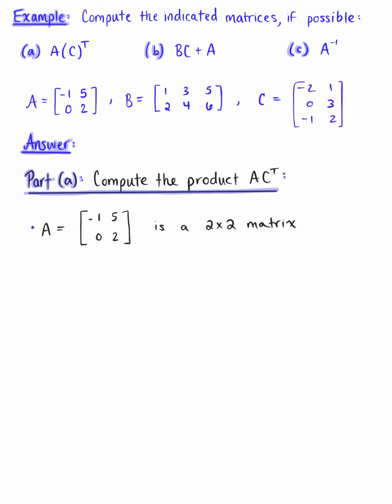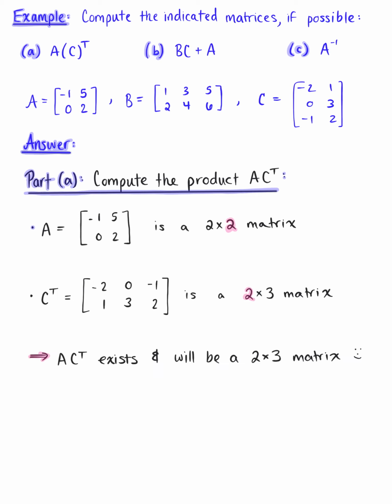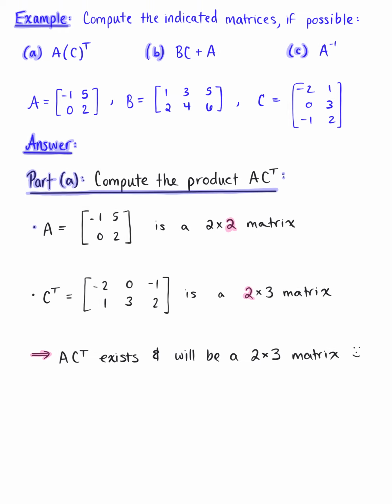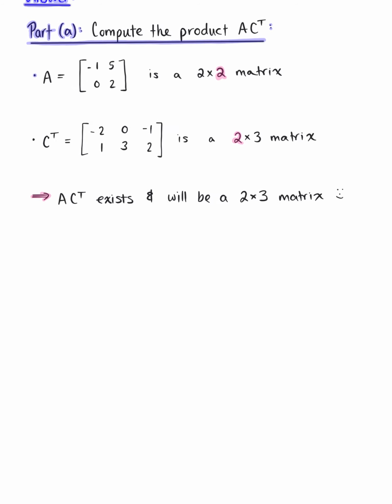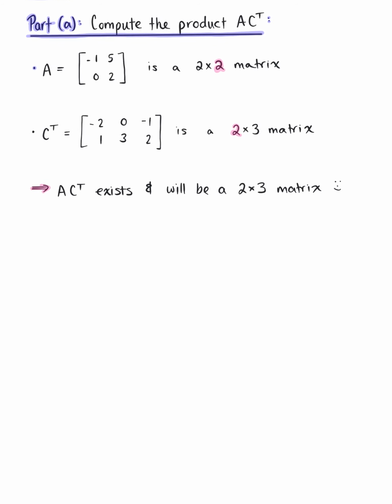And to find the transpose of matrix C, we need to interchange the rows and columns, which produces a 2 by 3 matrix. So since the number of columns of matrix A is equal to the number of rows of the transpose of matrix C, the product exists. So giving ourselves a little bit more room, we are officially ready to compute this product.